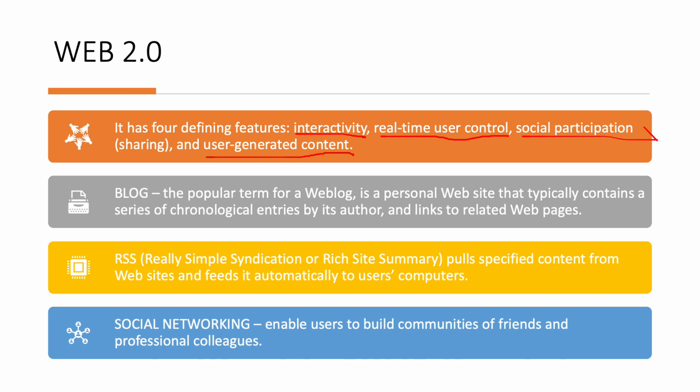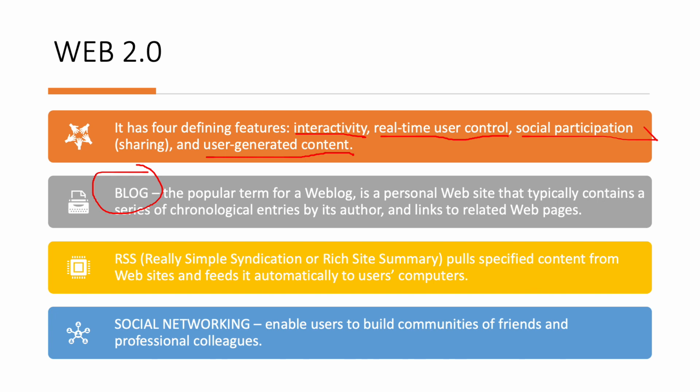And examples under Web 2.0. First is the blog. Blog is the term for a web blog. It is a personal website that typically contains a series of chronological entries by its author and links to related web pages. We are all familiar with what a blog is. There is also what is called microblogging. It is usually used in Twitter and it features short posts of about 140 characters or less.